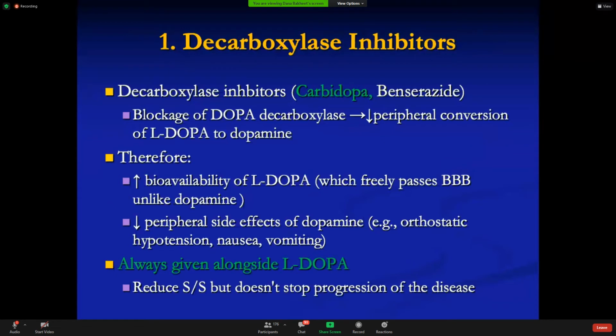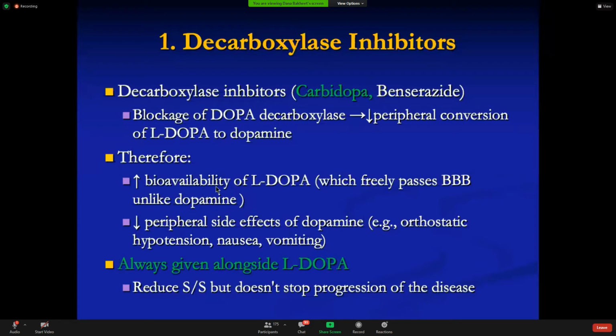Now, the decarboxylase inhibitors, these are carbidopa. Usually the most common one that I heard about is carbidopa. There is benserazide, which I found in Ambos, but usually what I see in King Faisal, let me tell you, is carbidopa. They block the dopa decarboxylase. They decrease the peripheral conversion of L-Dopa to dopamine. So what will happen? It will go and cross the blood-brain barrier.